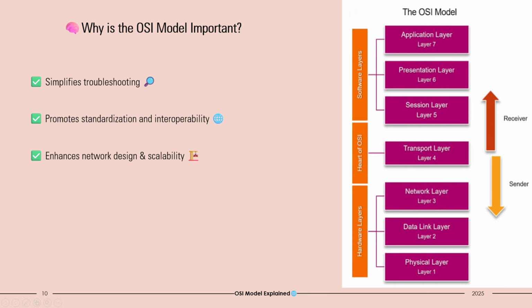Why is the OSI model important? The OSI model is crucial because it simplifies troubleshooting by breaking down network communication into manageable layers. It promotes standardization and interoperability, enabling different devices and technologies to work seamlessly together. Additionally, it enhances network design and scalability, allowing for easier upgrades, maintenance, and expansion. By understanding the functions of each layer, network professionals can diagnose issues faster and design more efficient, reliable networks.